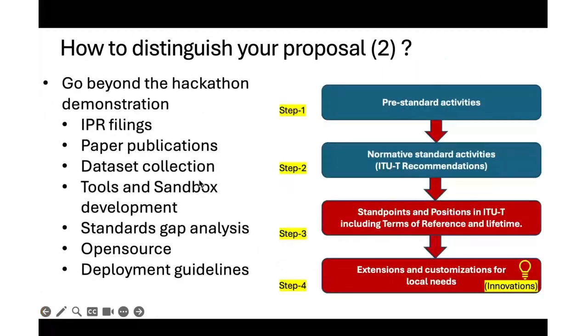Okay. So I already covered these points, which distinguish your proposal. You have to mention what are the potential IPR filings. You have to mention what are the potential academic paper publications, data sets which can be collected, tools and sandbox developments, the gaps with the standards, open source contributions, and development deployment guidelines. These are some of the aspects which you can cover to increase the potential of your proposal getting selected.